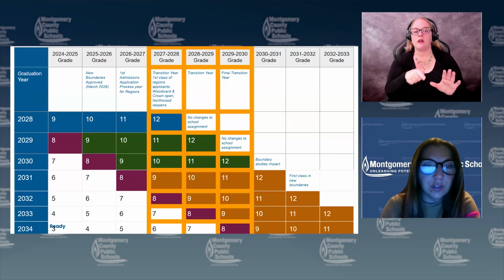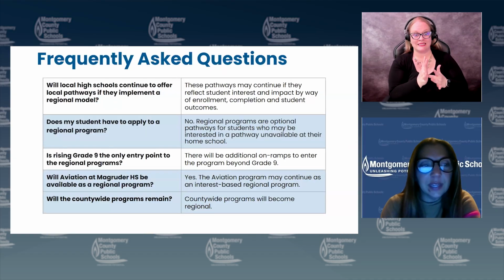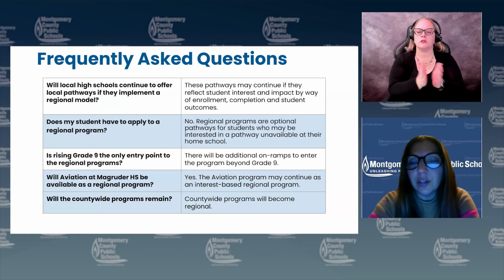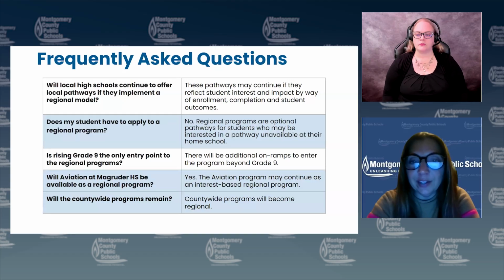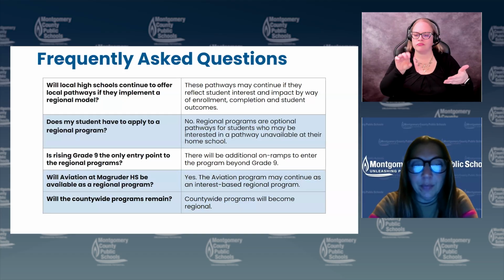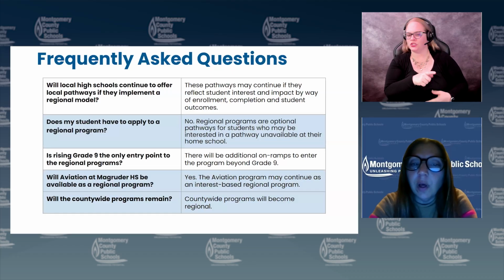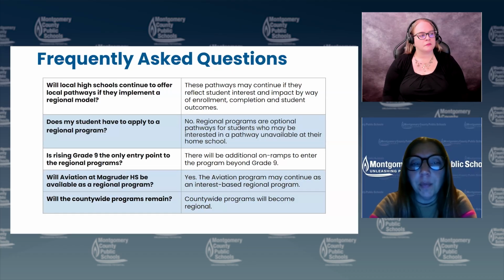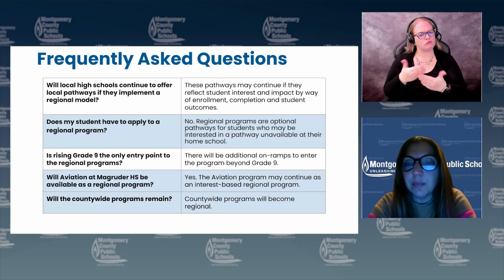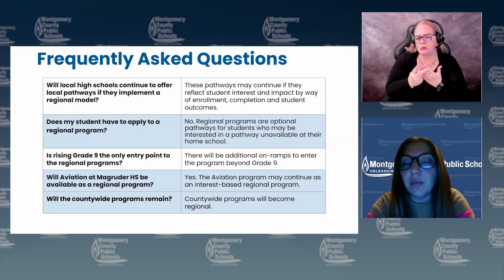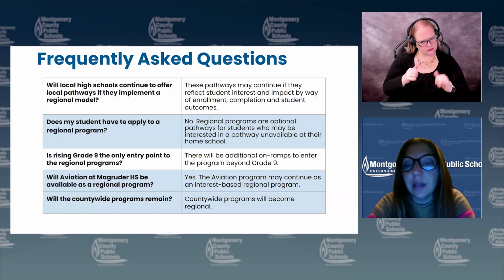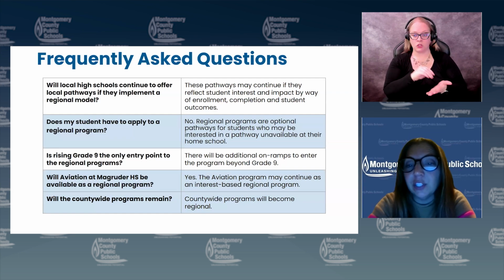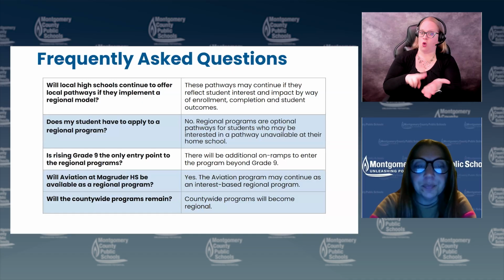So we can go forward to the next slide. So we're going to take a look at some frequently asked questions. I'm just going to read through these, and these might answer some questions that you did put in the Q&A. So will local high schools continue to offer local pathways if they implement a regional model? These pathways may continue if they reflect student interest and impact by way of enrollment, completion, and student outcomes.